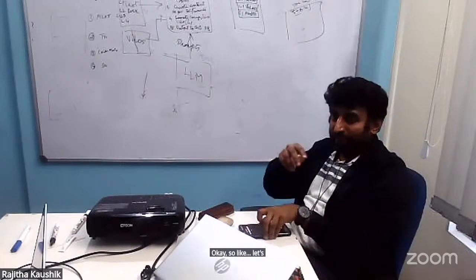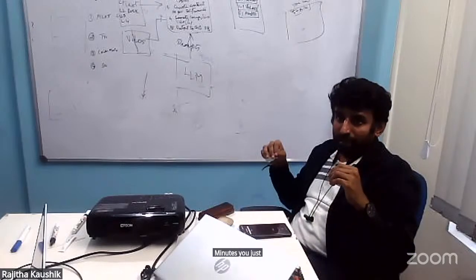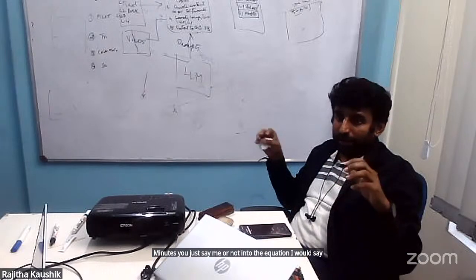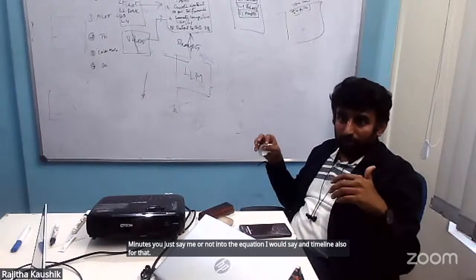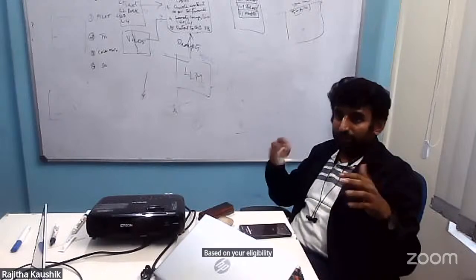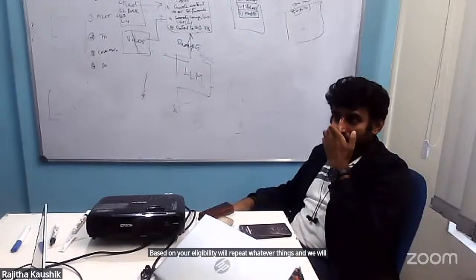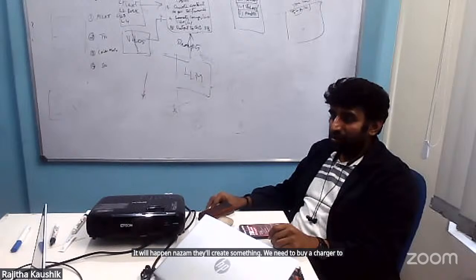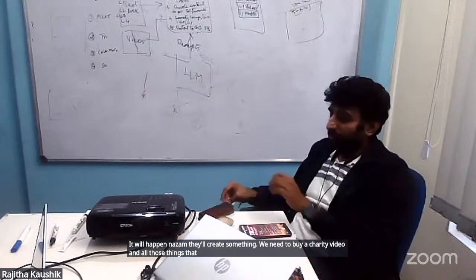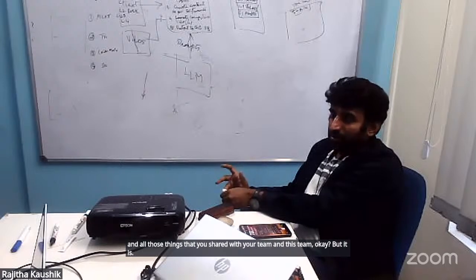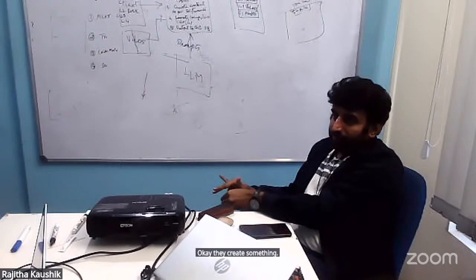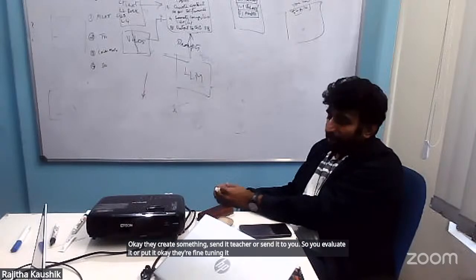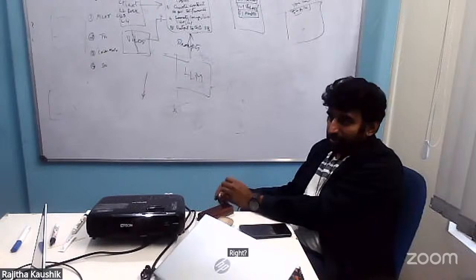So let's break it down. While sending the minutes, you just assign me what all things are required from our side, and the timeline also, based on your availability. We'll feed whatever things and we will keep on meeting. That is the way it will happen, Darshan, they'll create something. We need to buy ChatGPT EDU and all those things. That will be shared with your team and this team. They create something and send it to the teacher or send it to you. You evaluate it, and if the output is okay, they fine tune it. It goes on like this. Clear approach, right? Yes. Done? Yes.